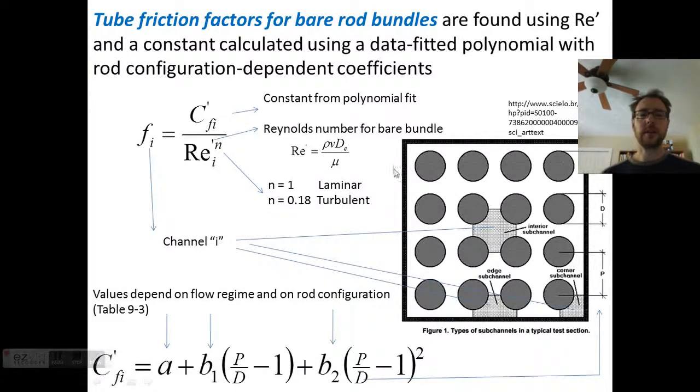I'm not going to talk about how to calculate that in this video, but I want you to be aware that when calculating the friction factor for a bundle, if you use the diameter of a fuel pin, you'll get the wrong answer, because we're not concerned with the diameter of the fuel pin. The flow is not inside the fuel pin. The flow is in between the fuel pins.